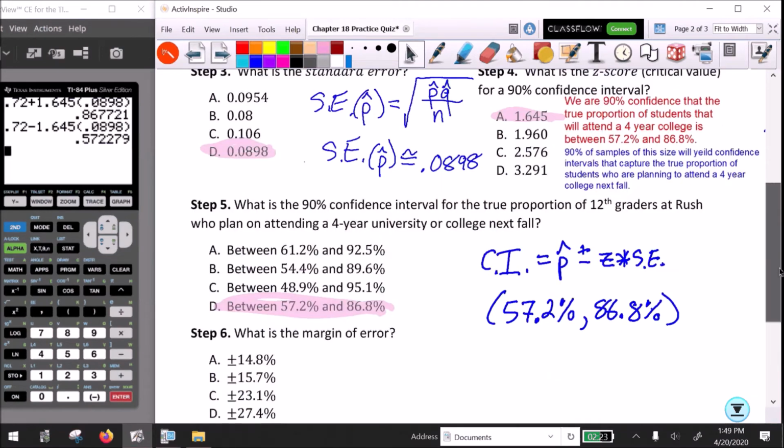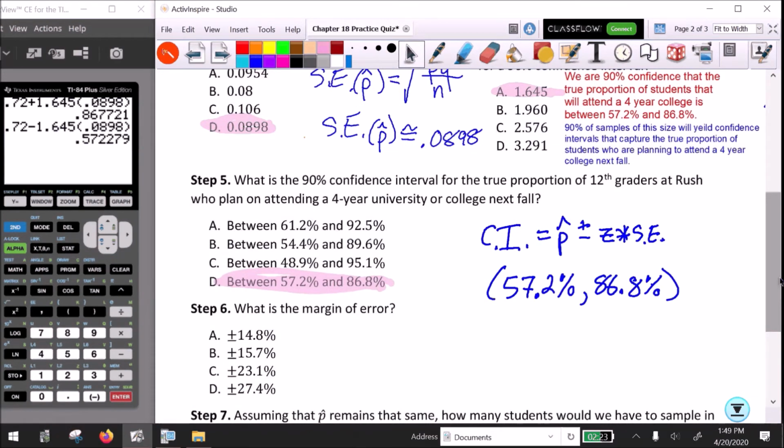And our question 7 is, what is the margin of error? Well, the margin of error can be found just by subtracting those two confidence level endpoints and dividing by 2. The margin of error describes how far on either side of p hat our confidence interval extends. So the total length of our confidence interval is 29.6%. So our p hat is centered at 72%, plus or minus 14.8%.